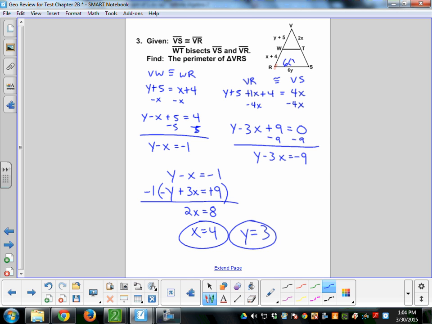So 6 times 3, that's 18. I have 2x, so 2 times 4, which is obviously 8. So both of those are 8, so that's another 16. And then on this side, y equals 3. So that's 8. And then 4 plus 4 is also 8, so we have another 16. And you add those three up, and you get 50. So your perimeter is 50.